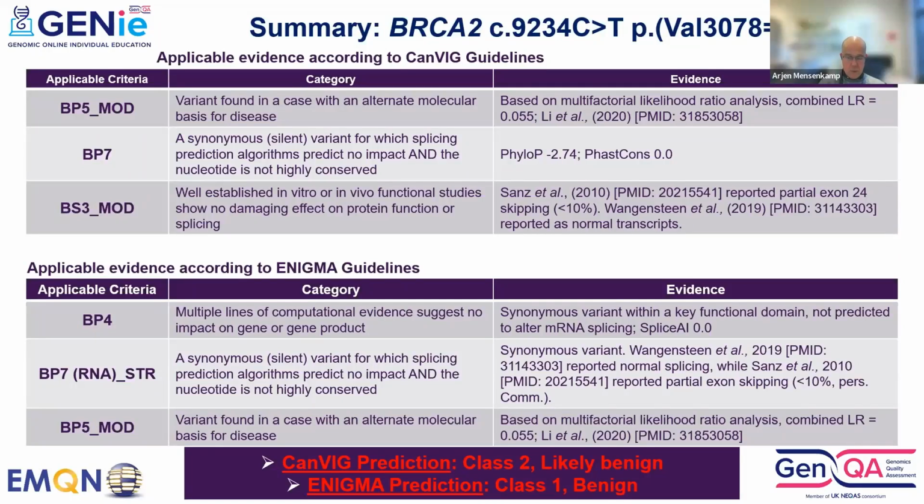Although Sanz et al. published a partial exon skipping, I got back to the authors of this paper, and in the next slide you will see that this partial exon skipping is very, very limited. Then again, we end up at BP5 moderate, just as for the CanVIG guidelines, based on the multifactorial likelihood analysis. Next slide, please.